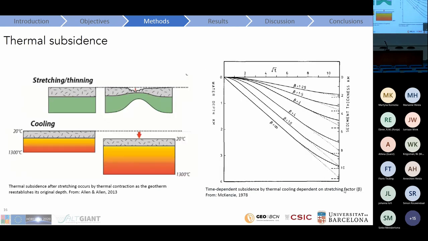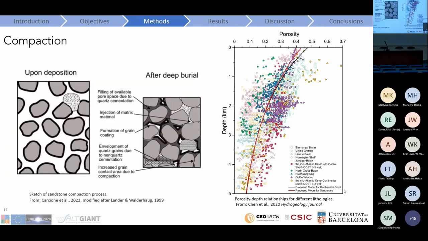Then the second source of vertical motions that we restore is the thermal subsidence, where after an initial thinning of the lithosphere, we have a more steep geotherm. And gradually over time, this geotherm will reestablish itself by cooling at the base of the lithosphere, and thermal contraction will cause an isostatic subsidence component there, which is dependent both on the amount of initial stretching and also on the time that has elapsed since the extension phase.